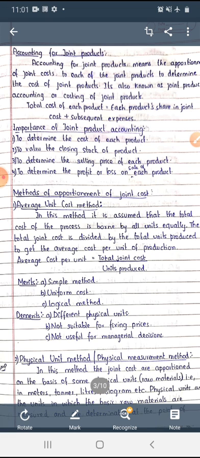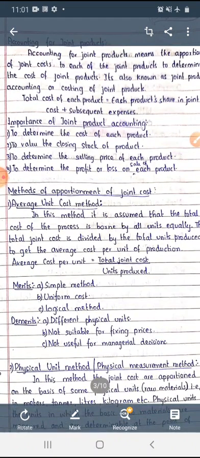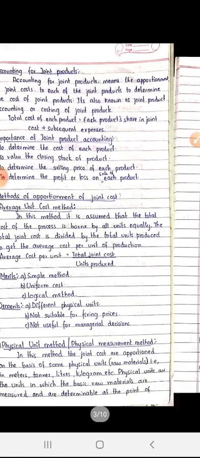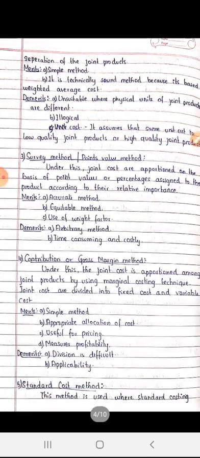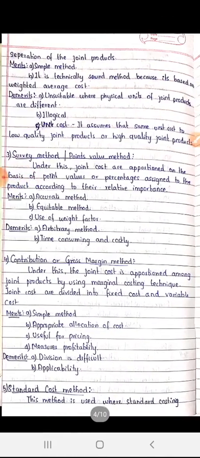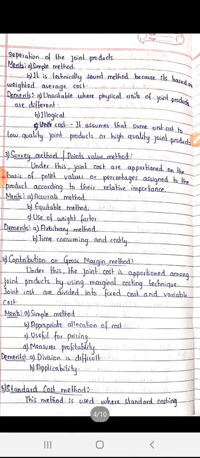Since the nature of the products is different, the method cannot be applied. Under the merits, it is a very simple method, and it is a technically sound method because it is based on the weighted average cost. Next, demerits: it is unsuitable where the physical units of joint products are different. If one is gas and one is liquid, then this method is not possible. Then there is no logic.